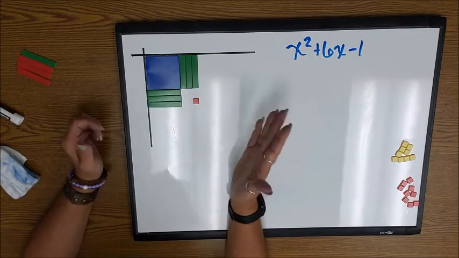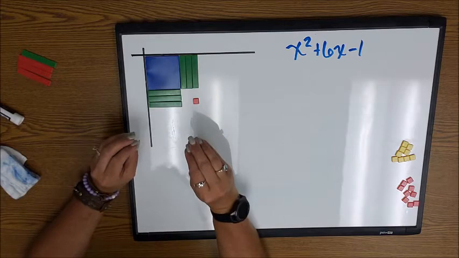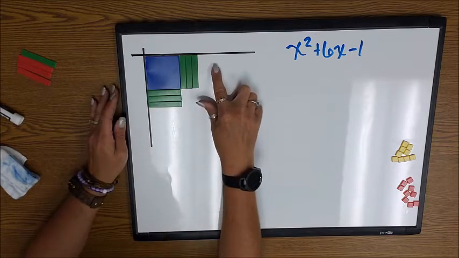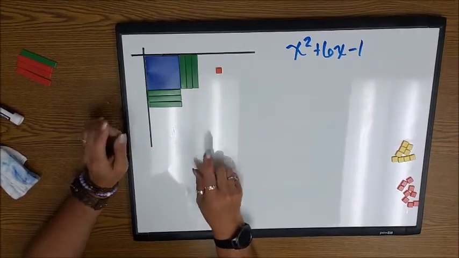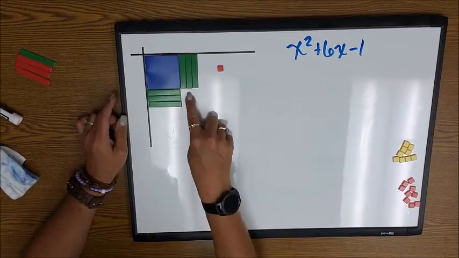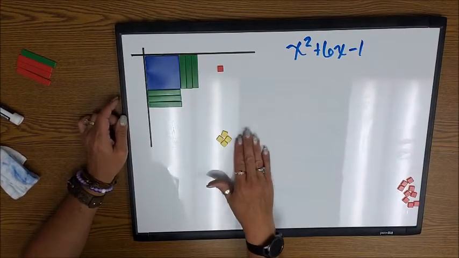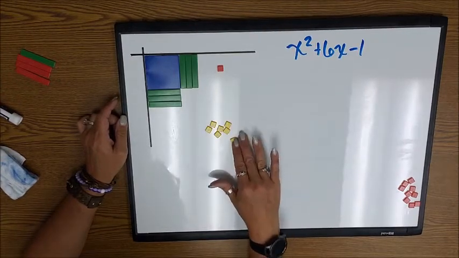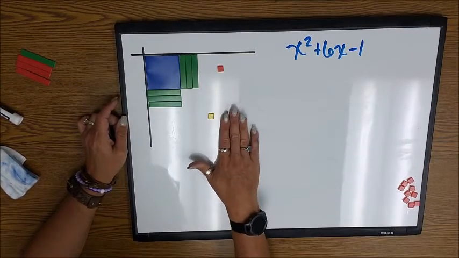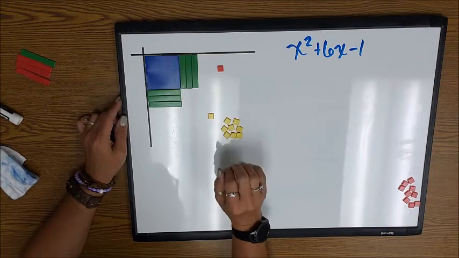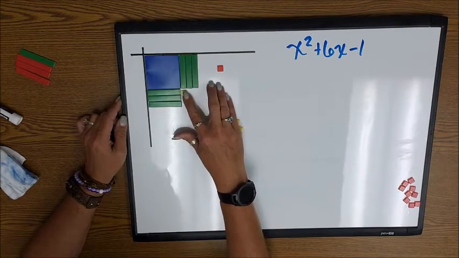So what I have to do is I have to manipulate my equation. So I'm going to keep my little negative 1 over here to remind me I have him. Well, I need to fill this in. So I am going to take 9 of these little individual units, and I'm going to fill this in.